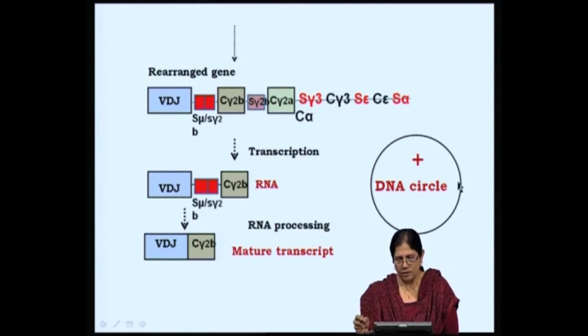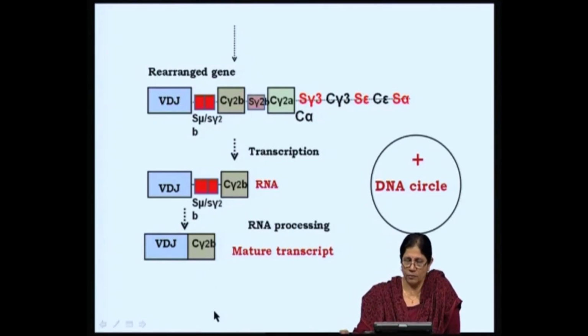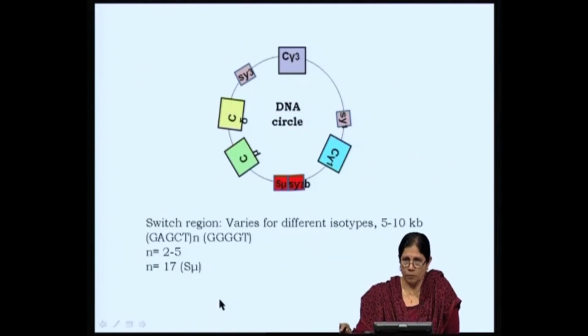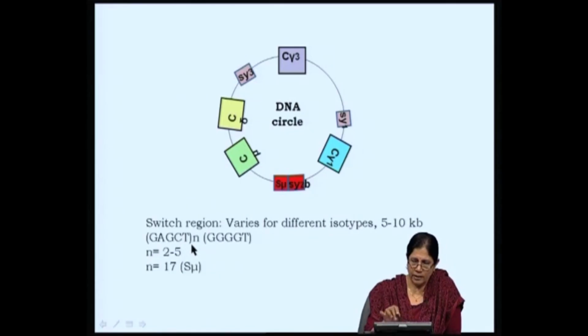Now, what is this DNA circle? We will come to that in the next slide. After RNA processing, you have the mature transcript, and this is now going to code for, or give the message for, the protein. Before I come to what these switch region genes are, let us just look at the DNA circle that I talked about in the previous slide.